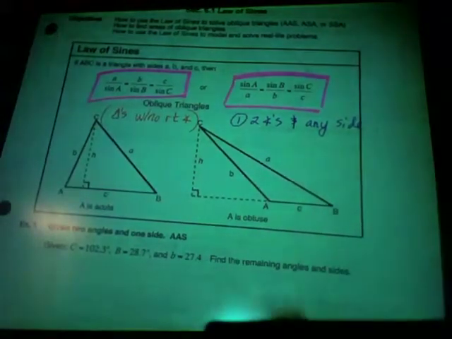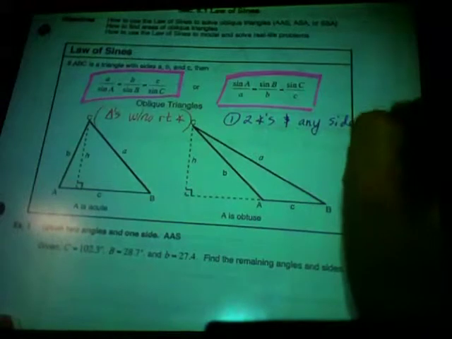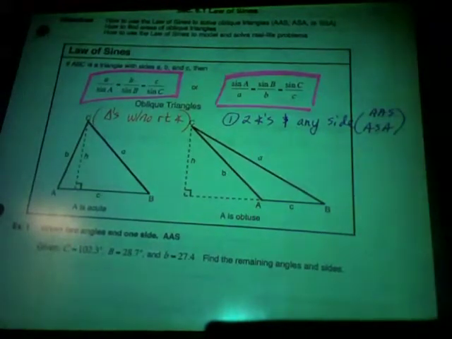There are 2 situations where you might use law of sines. Situation 1: 2 angles and any side. So that would be a situation where you have AAS or ASA. The side can be included in between the 2 angles, or it doesn't have to be. So this one is where the side's not included. This is where the side is included.